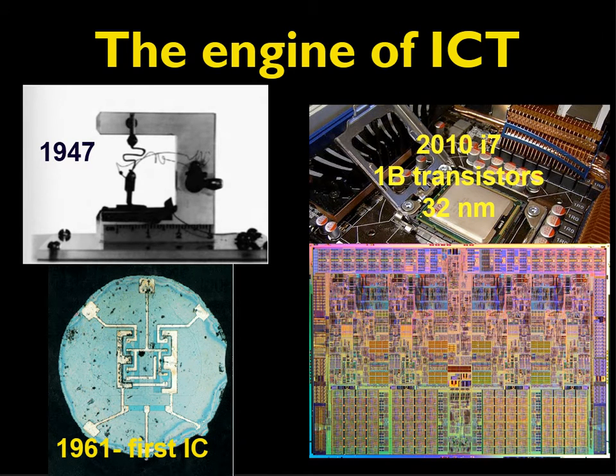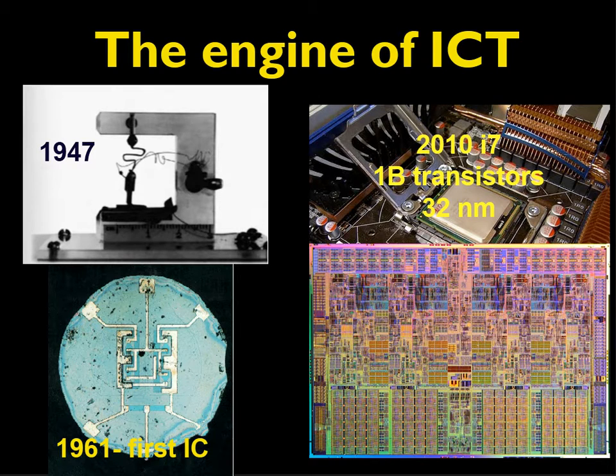Okay, let me first discuss a bit the context. You see this slide. The title is the engine of ICT. ICT, of course, stands for Information and Communication Technology. And the engine of ICT, what enables all the applications in ICT, is the transistor. Everything goes with the transistor, and this is the reason also because the history is very recent actually.